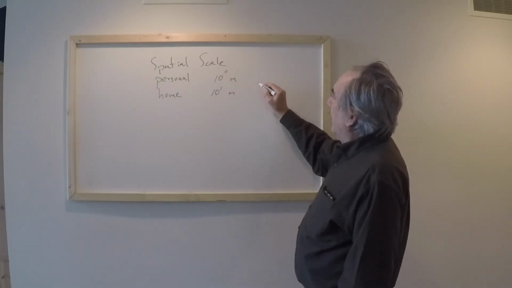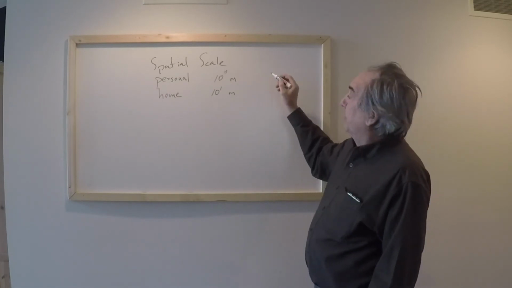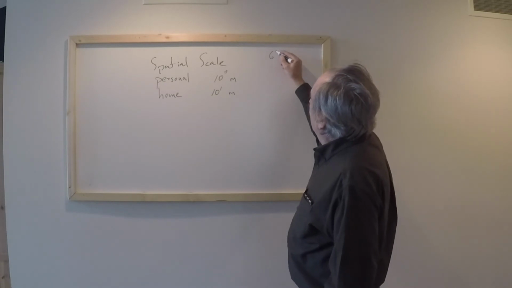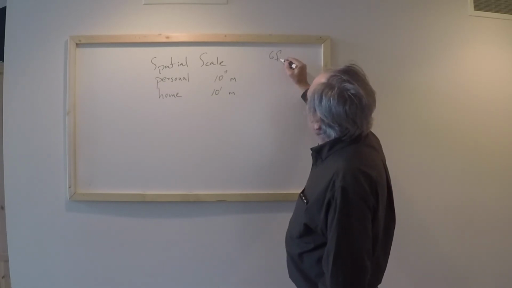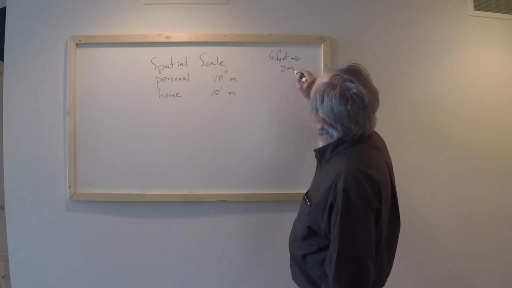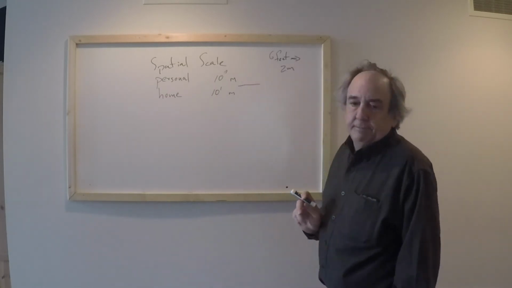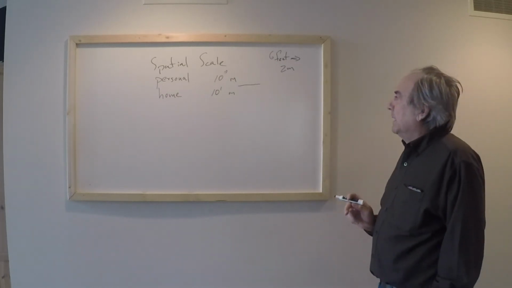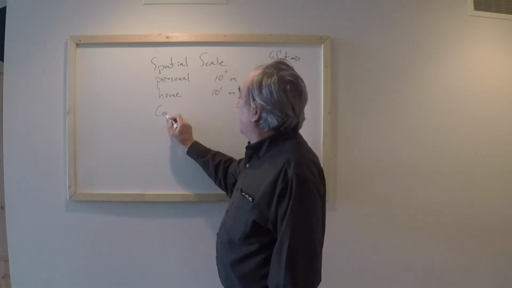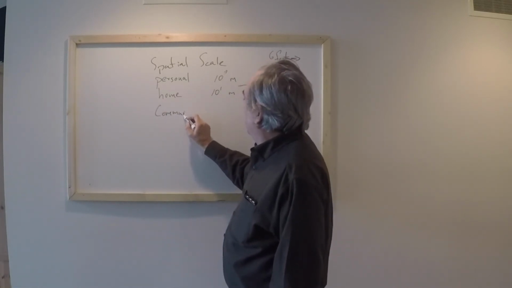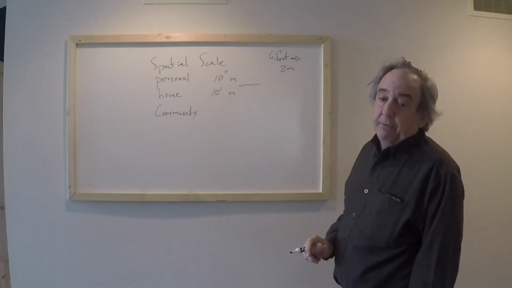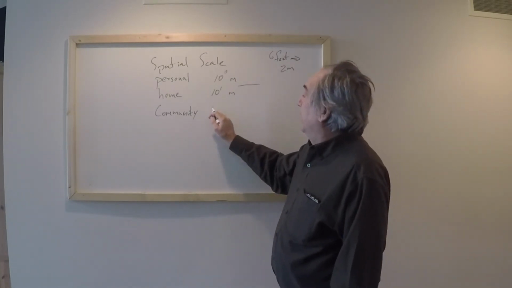Our social distancing is 6 feet, which is roughly 2 meters. So it's right in here. Home, community. A couple of kilometers. A kilometer is 1,000 meters. So let's just call it 10 to the 3.